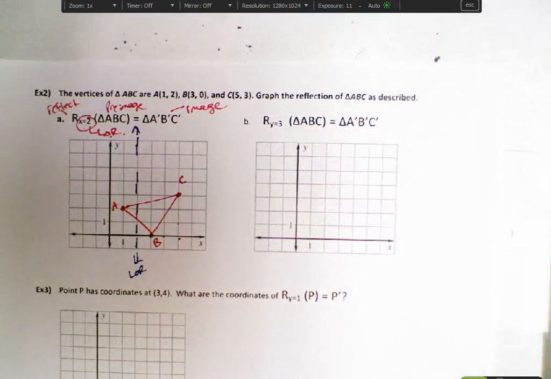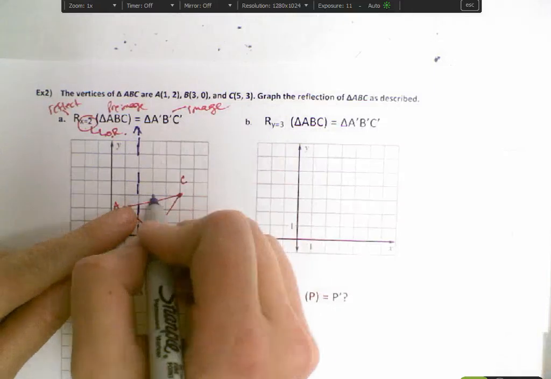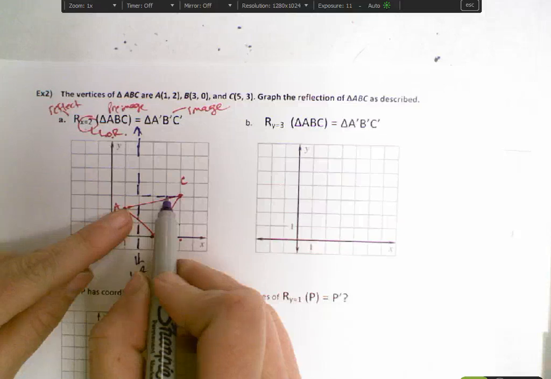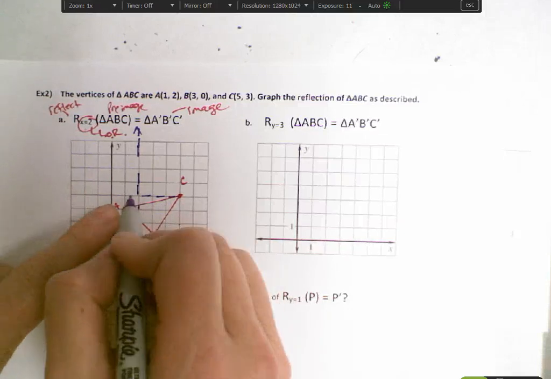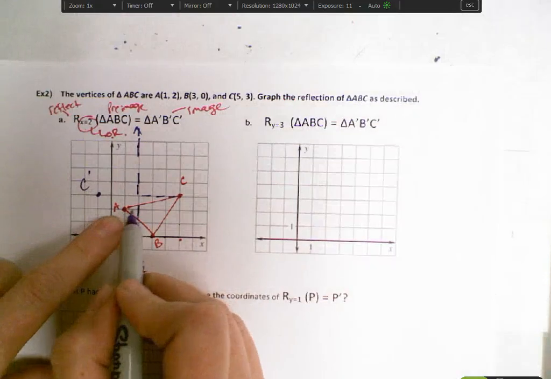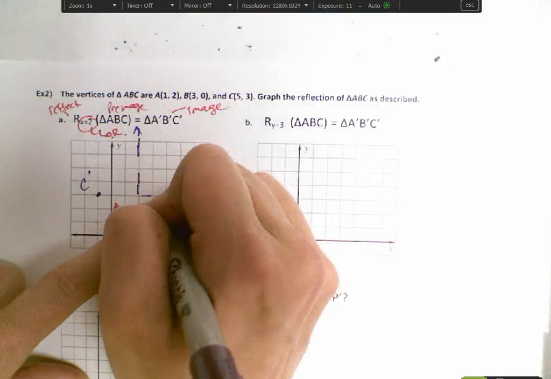Step 3 is to find my prime points. Those are perpendicular and equidistant. So if I'm just looking at C, C is 1, 2, 3 units away to the right, so it needs to be 3 units to the left. 1, 2, 3, so that's C prime. A is on the left 1 unit, so I'm reflecting it over to the other side. I get A prime.